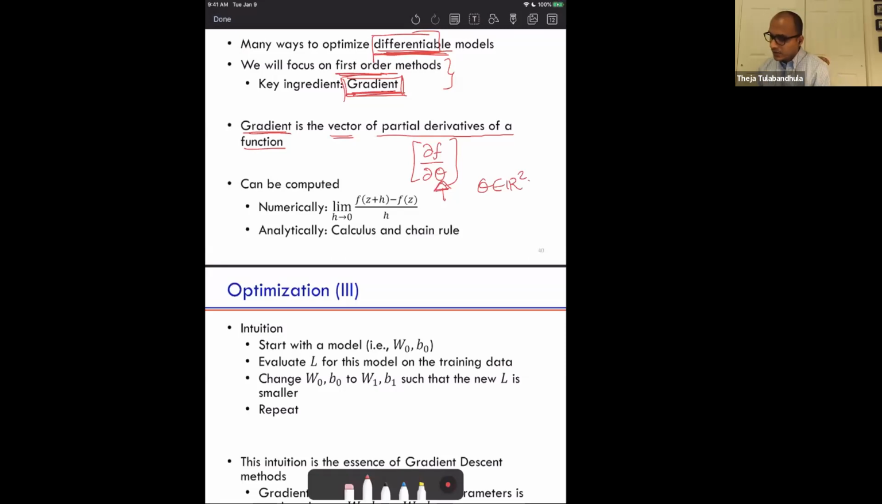Let's say theta is two-dimensional. Then how do you compute a gradient numerically? You compute a gradient at a given theta value. Okay, theta is equal to something, theta fixed. So you compute the gradient at a given parameter value.